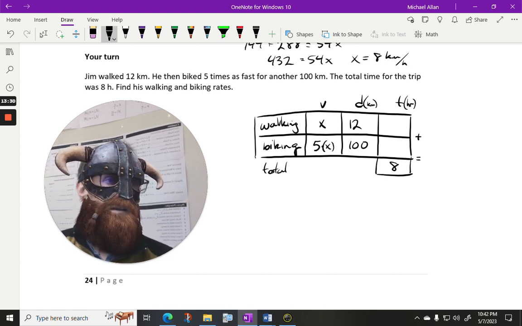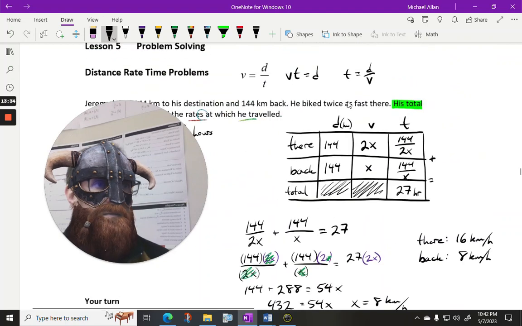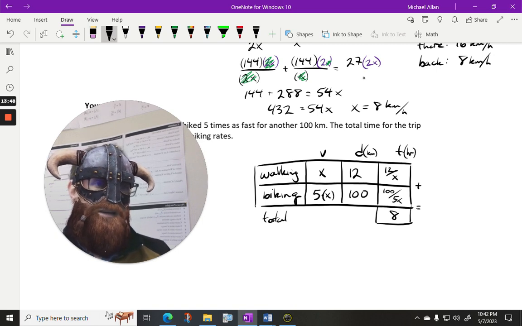Cool. All right, using our same logic, we got the formulas at the top there. Most of the time I give you these formulas, so you don't have to remember them. But it's D over V. So I'm going to take the 12, going to divide it by x. I'm going to take the 100 divided by 5x, and I know if I add those two things together, I get 8.